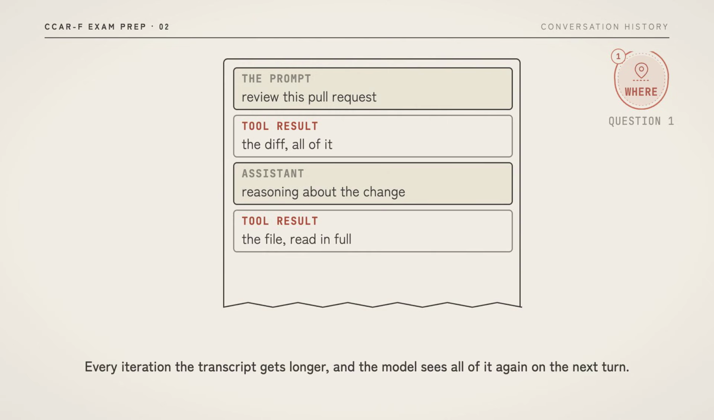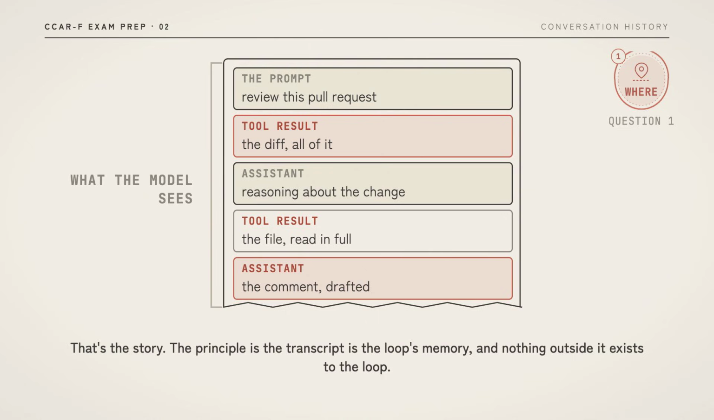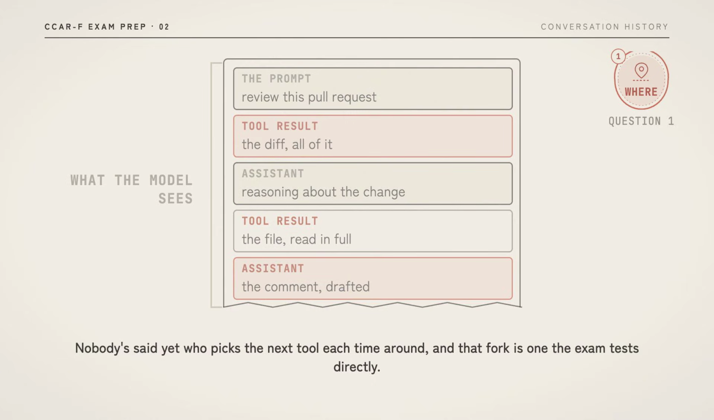Every iteration the transcript gets longer, and the model sees all of it again on the next turn. So the diff it read on turn 1 is still in front of it when it writes the comment 3 turns later. That's the story. The principle is the transcript is the loop's memory, and nothing outside it exists to the loop. Nobody's said yet who picks the next tool each time around, and that fork is one the exam tests directly.